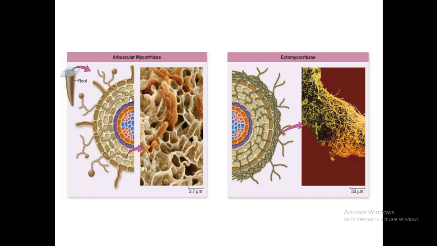If we talk about examples of ectomycorrhiza, it includes Entoloma and Boletus, and if you're talking about arbuscular mycorrhiza, that includes Gigaspora and Glomus.